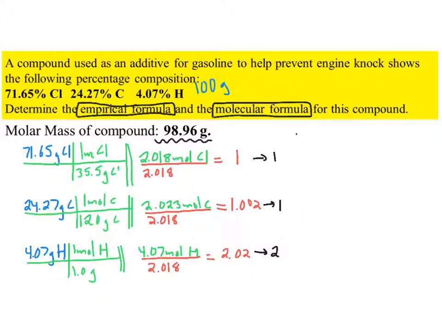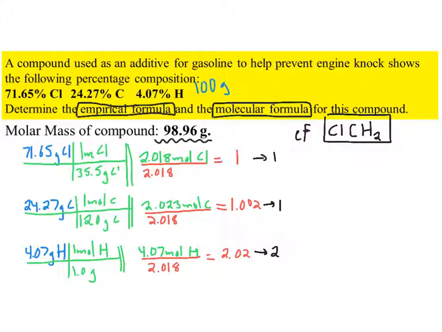So my empirical formula, my EF, is going to be, so I have chlorine, and there is 1. There is carbon with 1, and then H2. So this is ClCH2. This is my empirical formula. So I'm given the molar mass of the compound. What I have to do is take the molar mass of my empirical formula so that I can solve for the molecular formula.